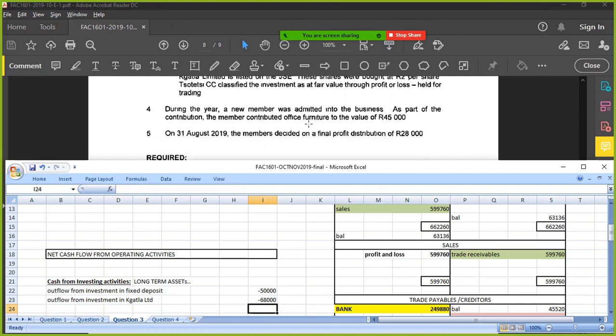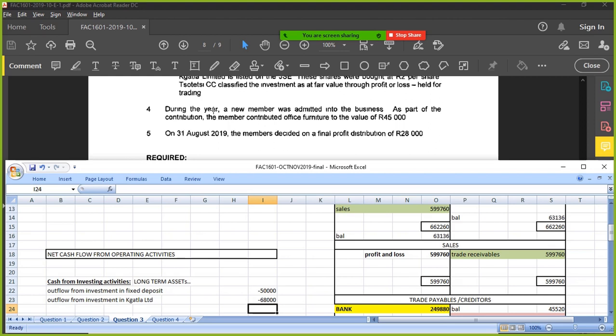Next. During the year, a new member was admitted to the business. As part of the contribution, the member contributed office furniture to the value of 45,000. Is there cash flow here? No cash flow. Notice this: even if they asked you for the financing section, would you have shown this? No, you wouldn't. Why wouldn't you? Because they gave furniture, they didn't give cash. Does that make sense? Yes.